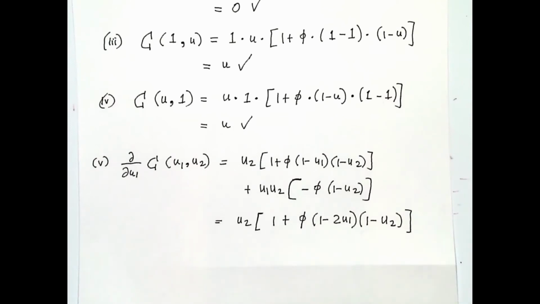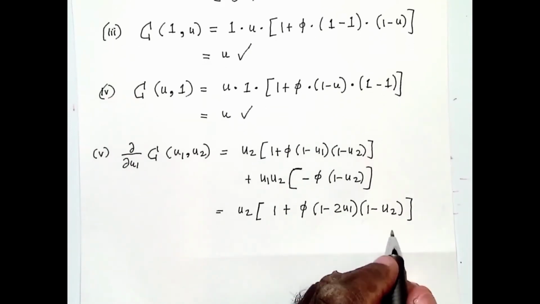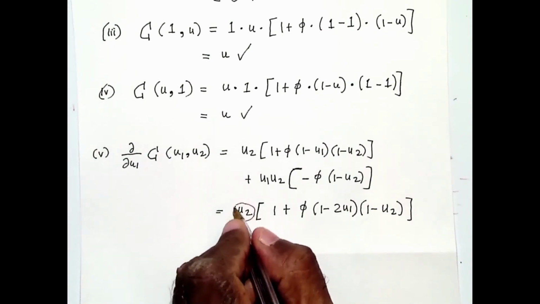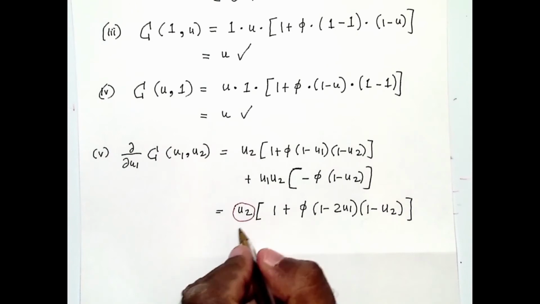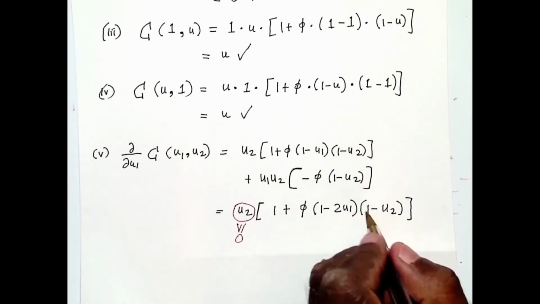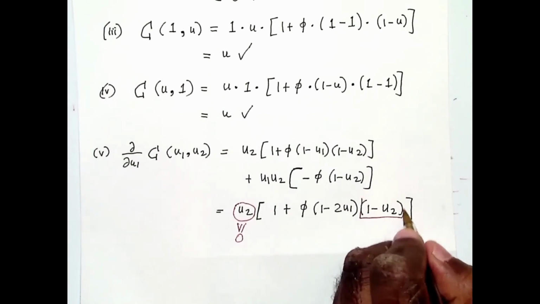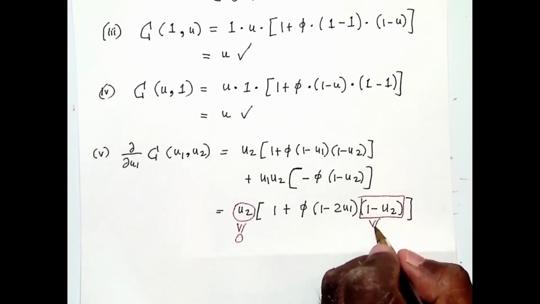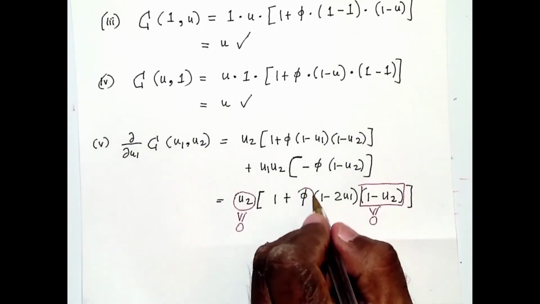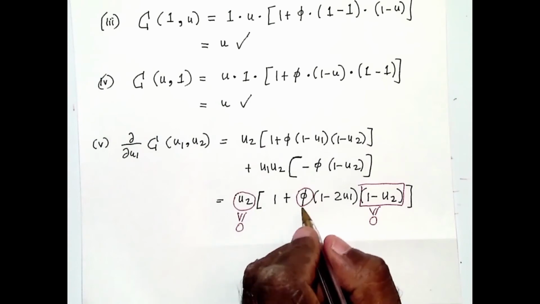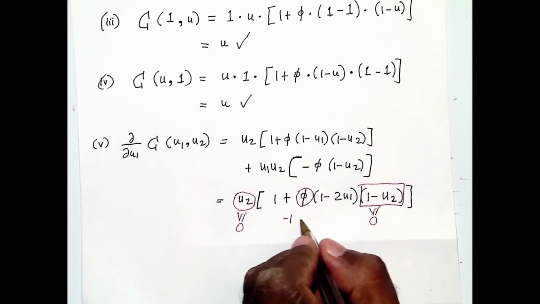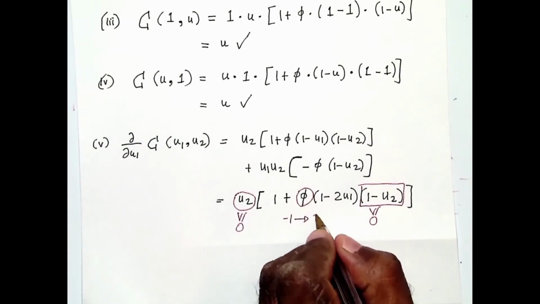Yeah, okay, now we need to show that this is non-negative. So let's see what we can do. Alright, we know that u2 is a number between 0 and 1, so it is non-negative. And similarly, 1 minus u2 is also non-negative, right? And phi, the question says it goes from minus 1 to plus 1, right?